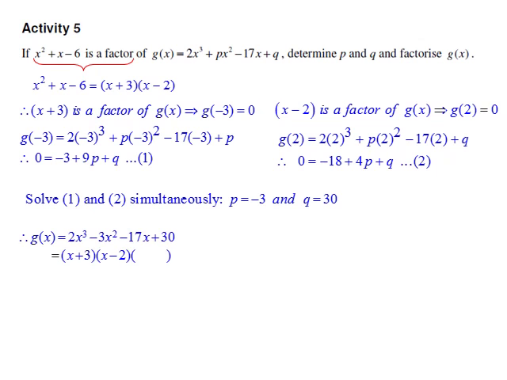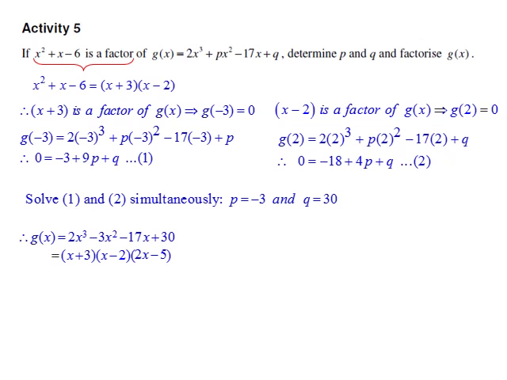So if g of x is written as (x plus 3)(x minus 2) times a third factor, that third factor will be a linear factor. We need the product of the first terms to give me 2x cubed. So we have an x times an x, which means my first term has to be 2x. And my last terms, positive 3 times minus 2 times whatever must give me positive 30. That means my third factor will be 2x minus 5.